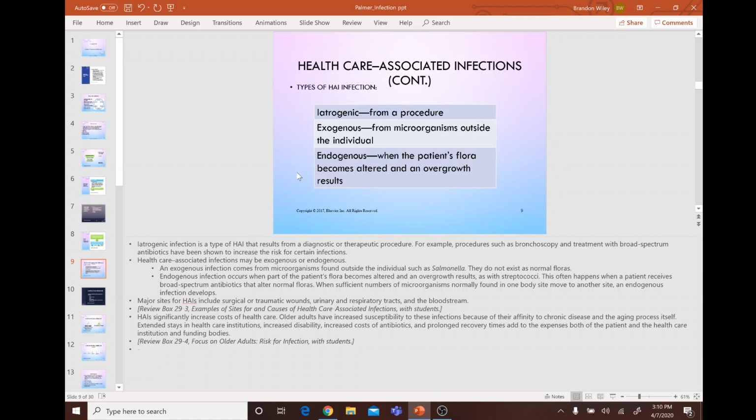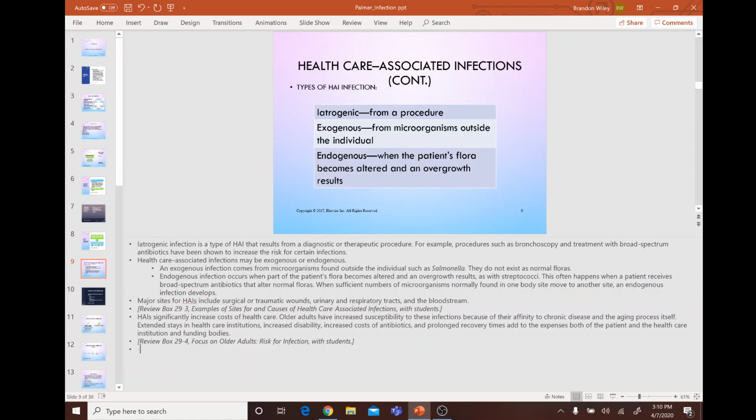What is an iatrogenic infection? It's an HAI that results from a diagnostic or therapeutic procedure. What's an example of an iatrogenic infection? Like bronchoscopy and treatment with broad spectrum antibiotics. So healthcare acquired infection may be exogenous or endogenous. What is an exogenous infection?